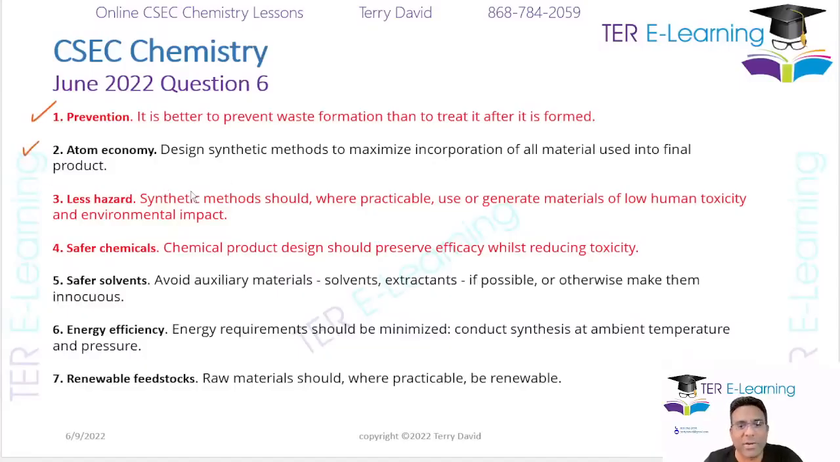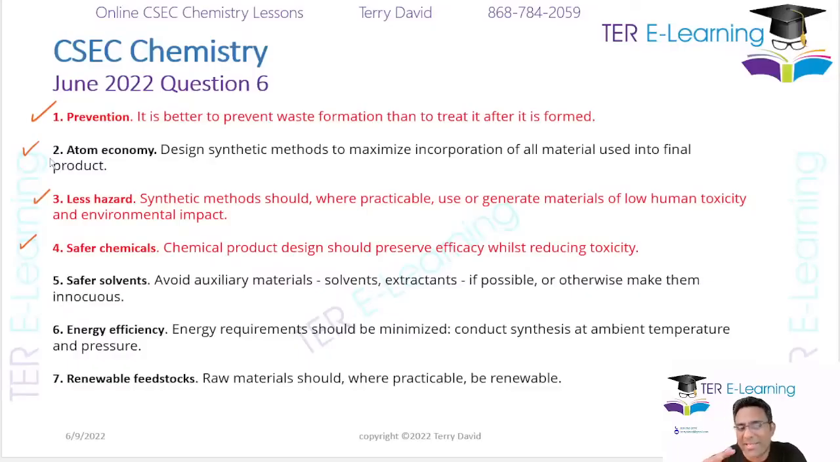Next one is atom economy. You're designing synthetic methods to maximize the incorporation of all the materials, so there's no waste. That's what we talk about, atom economy. The third one is less hazard, and what that means is that you're using a synthetic method where you generate materials of low toxicity and impact to the environment. So it's less hazardous materials you're creating. Safer chemicals. Your chemical product design should preserve the efficacy while reducing toxicity.